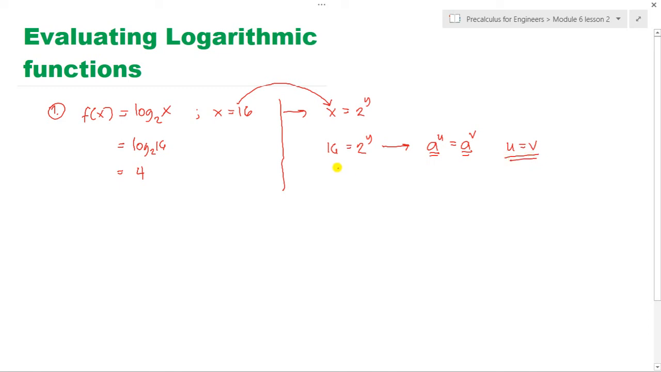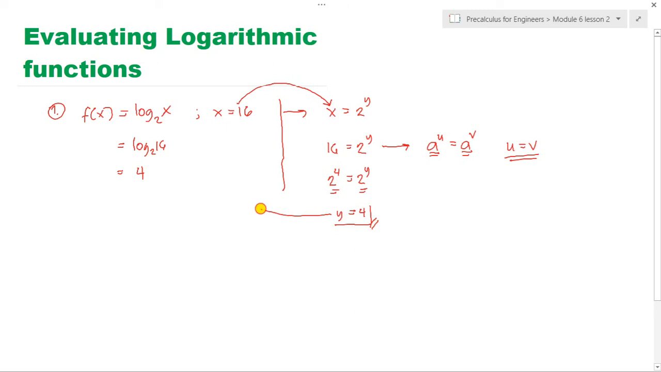Okay, so here, 16 can be reduced into small prime factors of 2. 16 is 2 raised to 4, because 2 times 2 is 4, times 2 is 8, times 2 is 16. So that is 4. So 2 raised to the 4 is equal to 2 raised to y. Since they already have the same base, we can say that y is equal to 4, or we just simply equate their exponents.